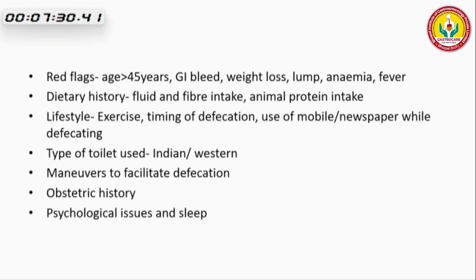Obstetric history in females is important. And in case the patient is fulfilling criteria of IBS, it is very important to look for associated psychological issues and sleep.